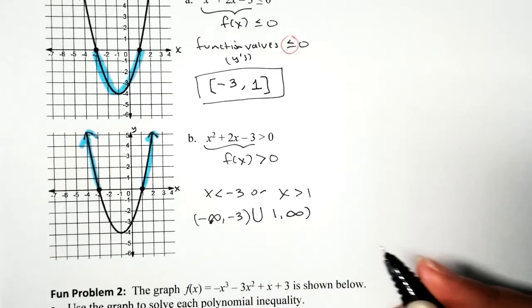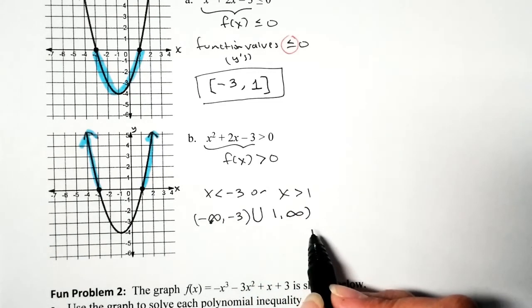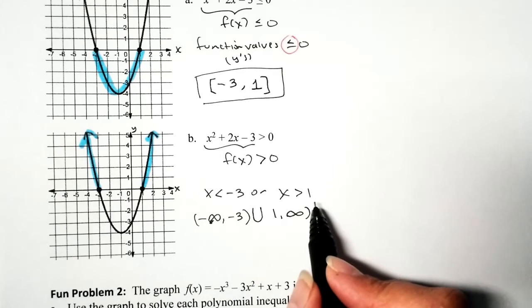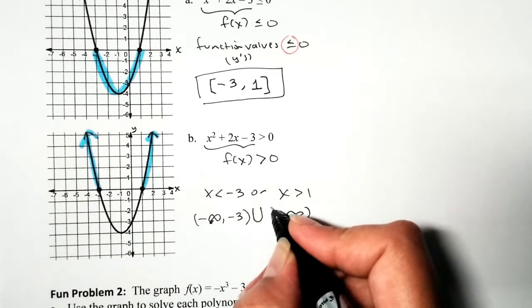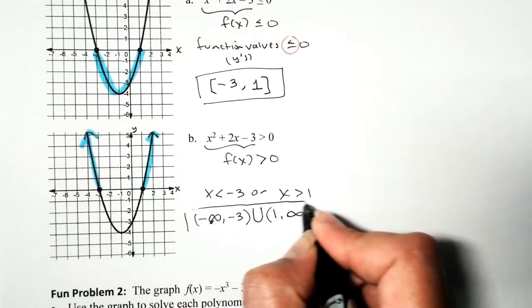Again, the infinities always get parentheses because they don't represent specific numbers. 1 is not part of the solution set because we don't have the equal to part, so we're also going to put a parenthesis. Oh, this is a cool problem.